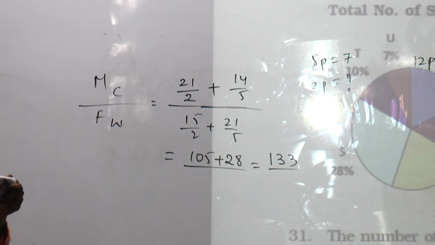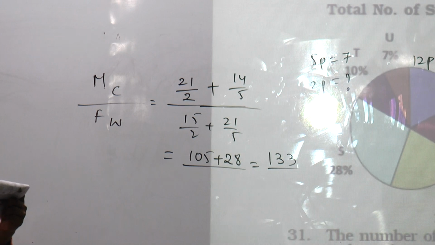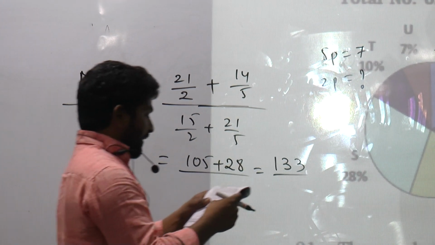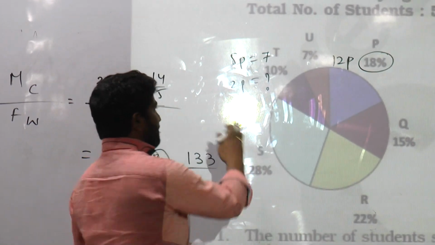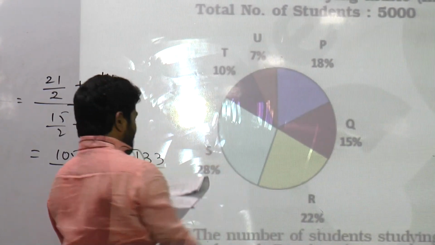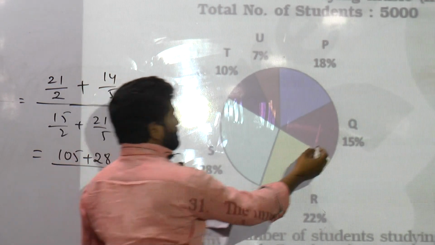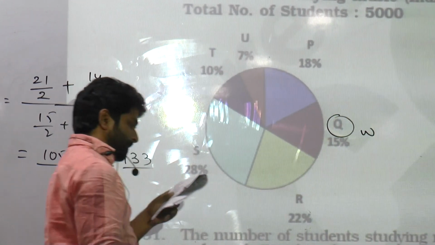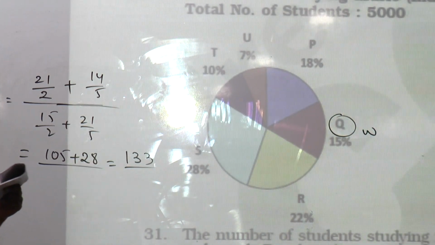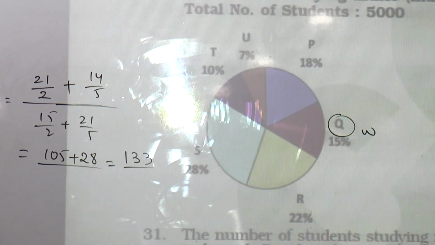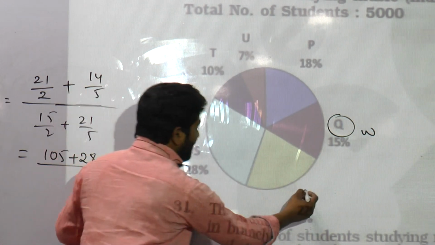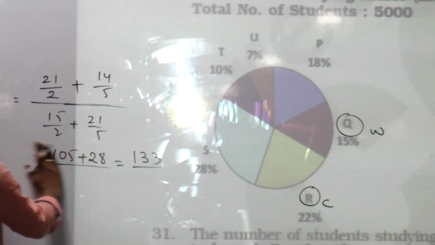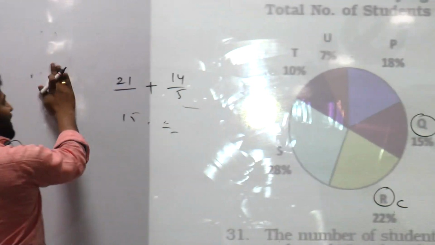Next, 33. The number of students studying Western music in branch Q is what percent of the students studying Indian classical music in R? Number of students, so it is about male and female. From Q you need to take Western. From R you need to take Indian classical, right? So this is about students, so it includes both male and female.